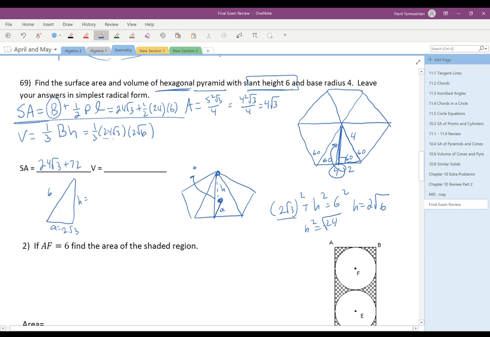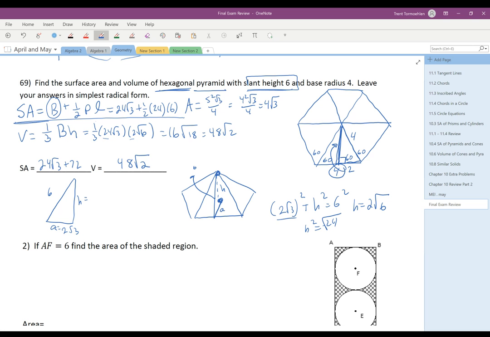That's going to give us what? 48 times 1/3 is 16, times root 18. And so that's going to be 48 square root of 2. And so the volume of this is 48 square root of 2.